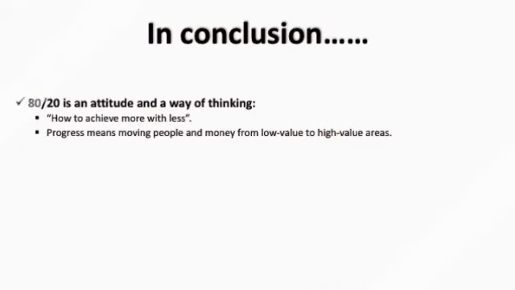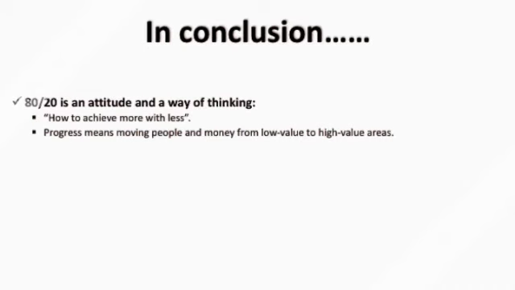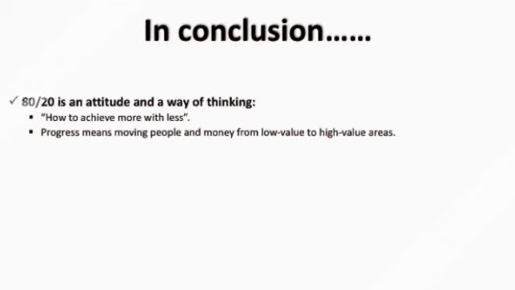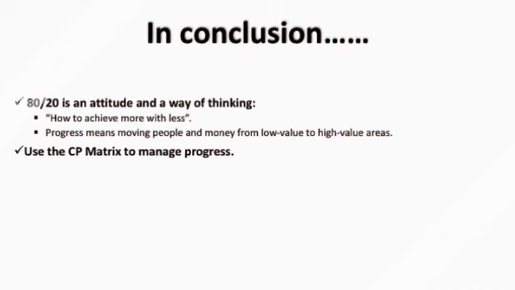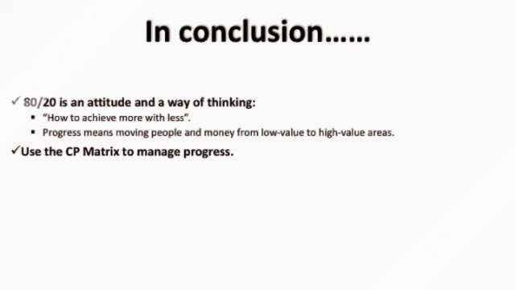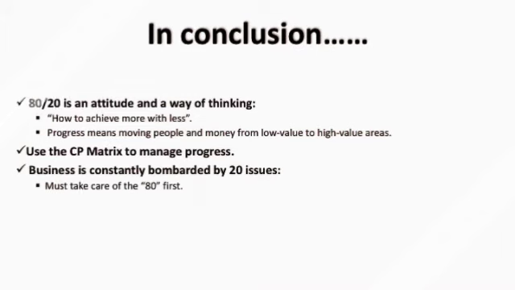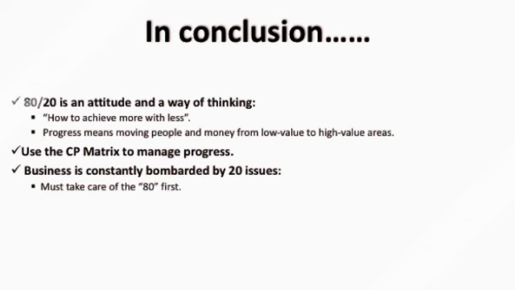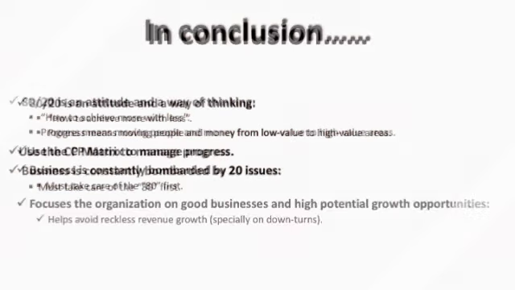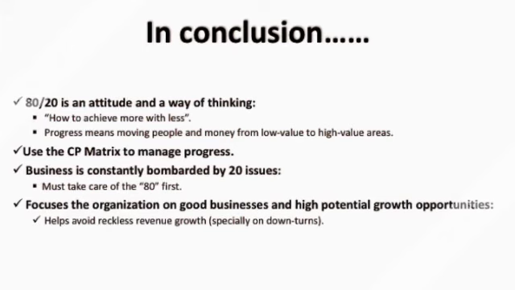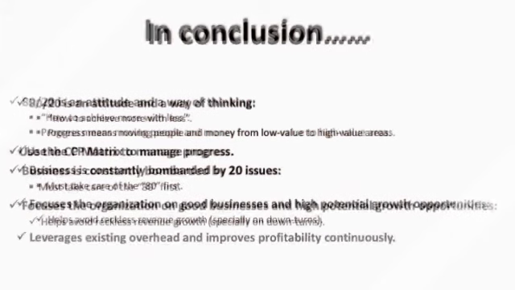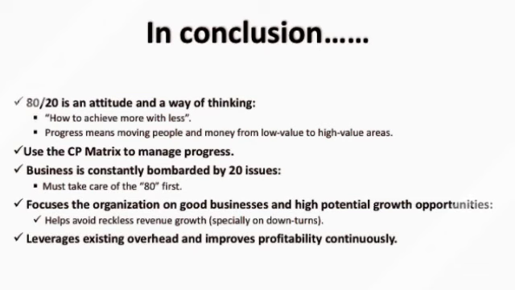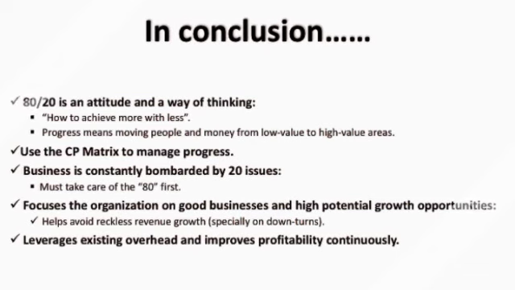In conclusion, 80-20 is an attitude and a way of thinking. A way of thinking how to achieve more with less. Progress means moving people and money from the low-value areas to the high-value ones. Use the CP matrix to continuously monitor progress as you go through this exercise. But take care of the 80 first. The business is always and continuously bombarded by 20 issues that do not matter as much. Focus everyone on the 80 by making the data visible. By focusing on the 80, you end up reducing overhead and increasing your margins.